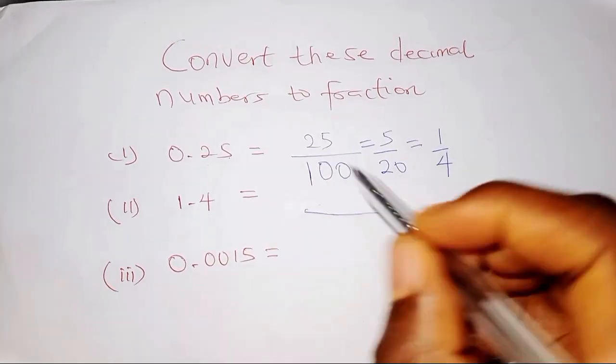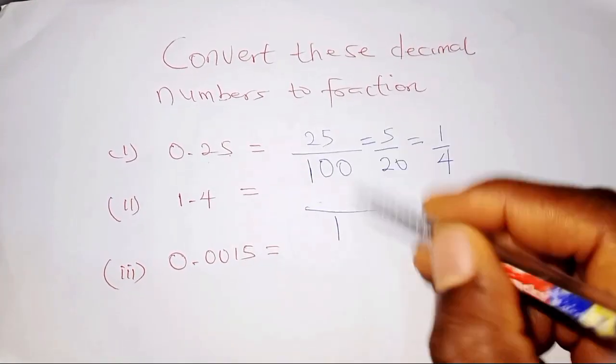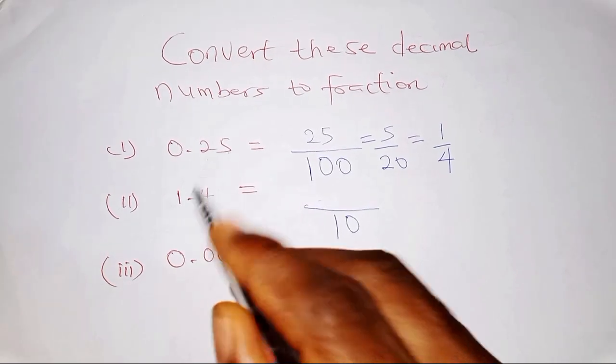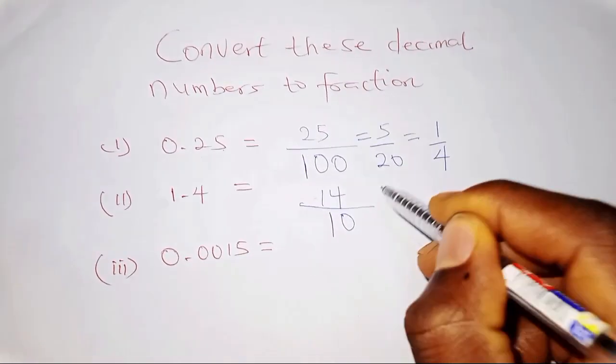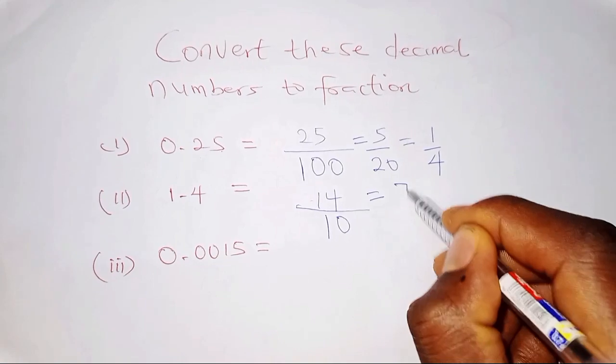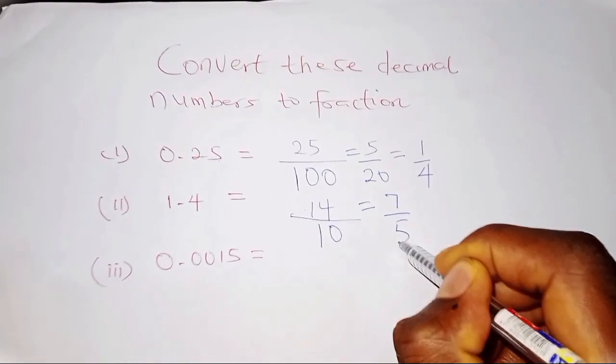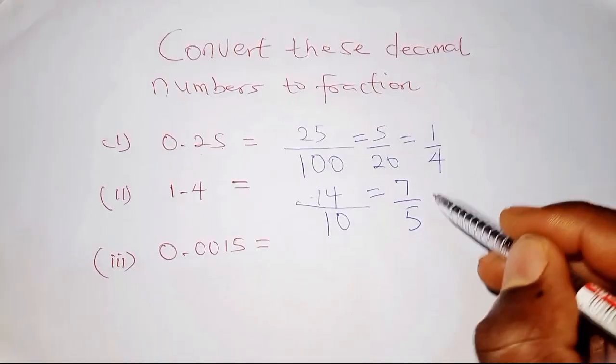The second one, we draw a straight line. The point turns to 1. This one turns to 0. So we have 14 over 10. So what do we have? 7/5. We reduce it with 2.